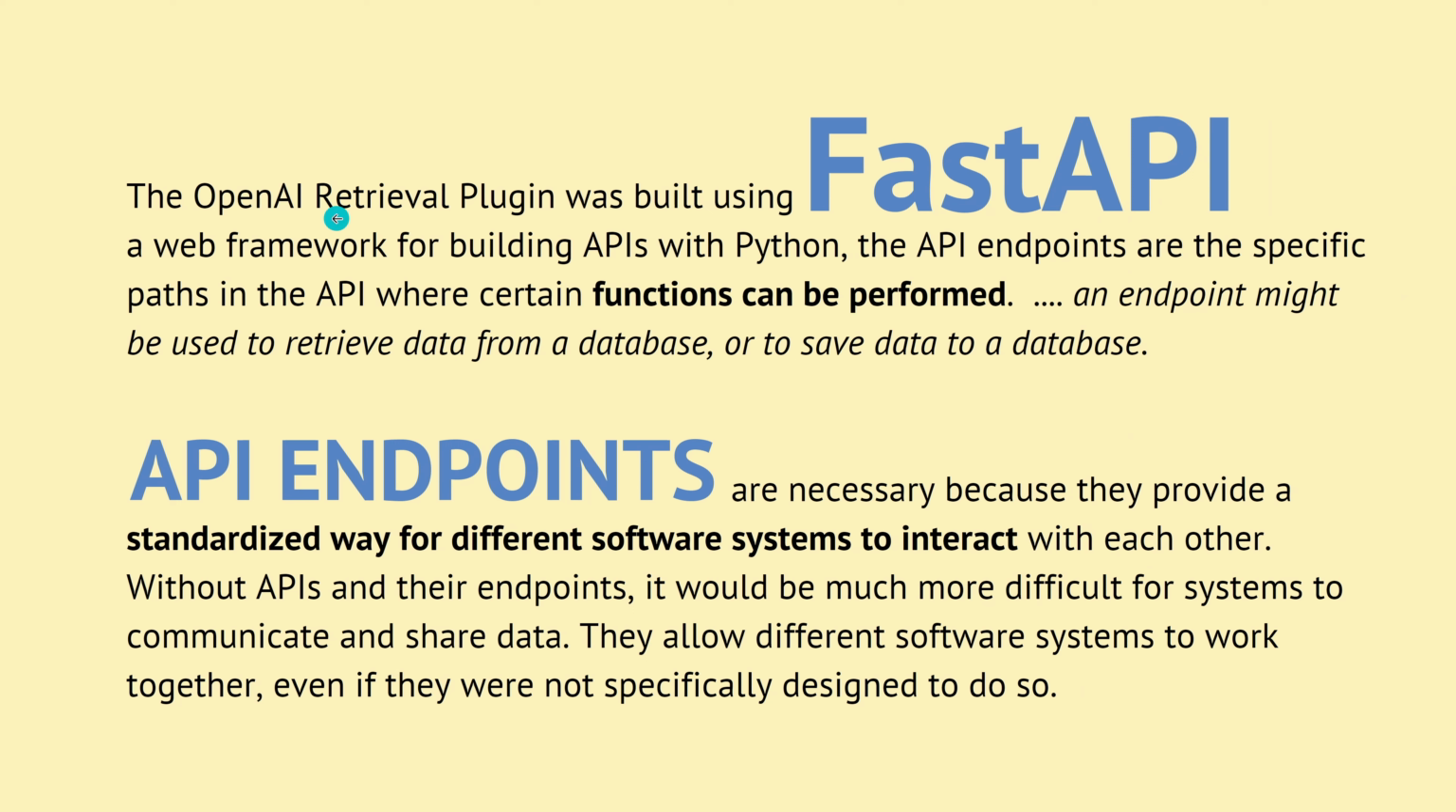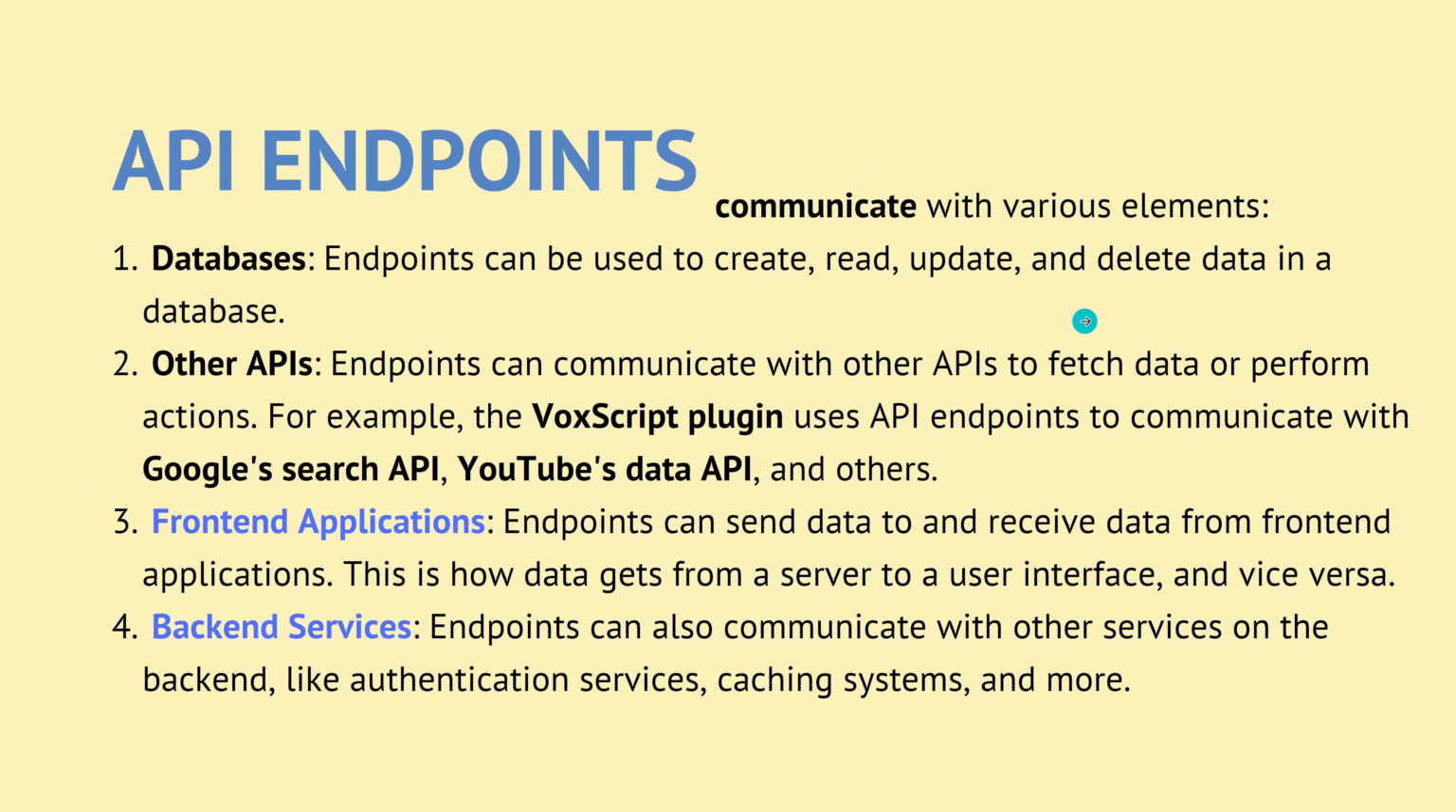So the OpenAI Retrieval plugin, this was open sourced, is built using FastAPI. This is a web framework for building APIs with Python. And the API endpoints are specific paths in the API where certain functions can be performed. And this is what we want, because we want an endpoint that might be used to retrieve or send data from or to a database. And those API endpoints have a standardization, and this is why it's so easy to click together different software systems and make them interact.